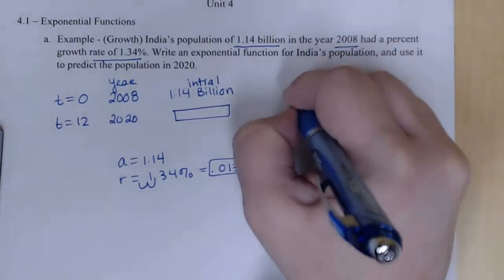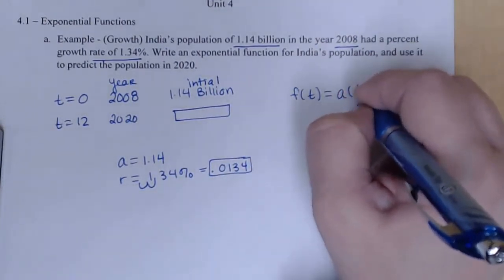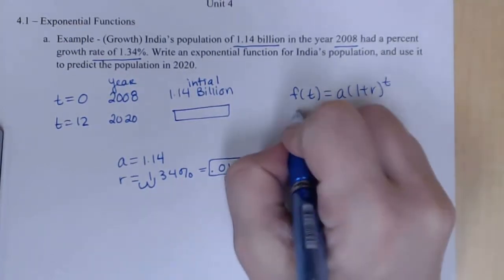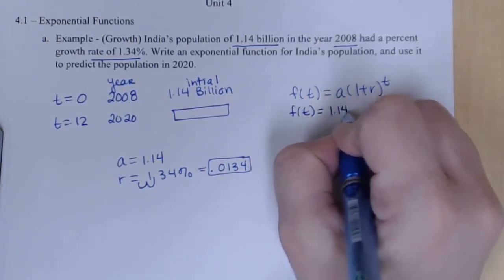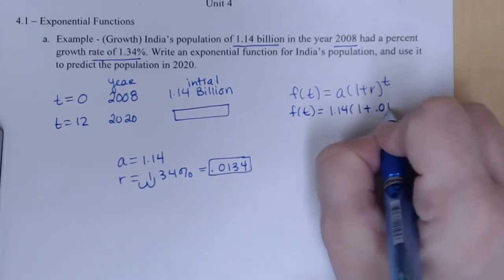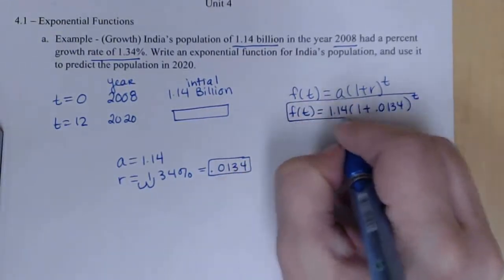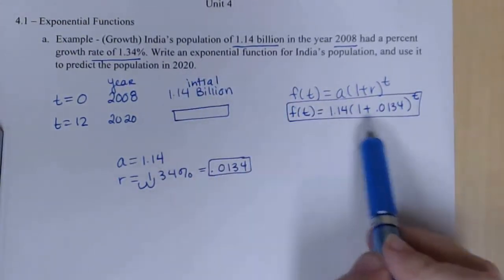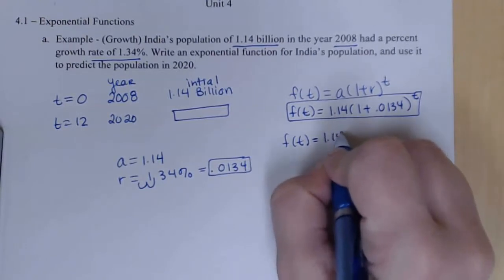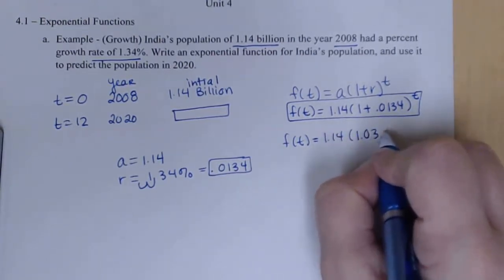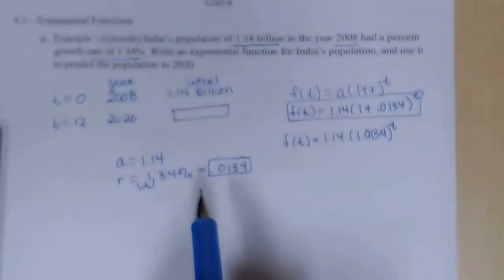So now let's go over here to our formula from the previous page. f of t is equal to a times (1 plus r) to the t. And so that gives me, let's plug in what we know. So f of t would be equal to 1.14 times (1 plus 0.0134) raised to the t. So there, I have an equation. It says write an exponential function. We did. Now I can clean this up a little bit, and I can actually add those two numbers together. So that would be 1.0134 to the t.